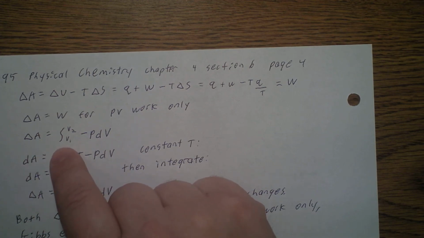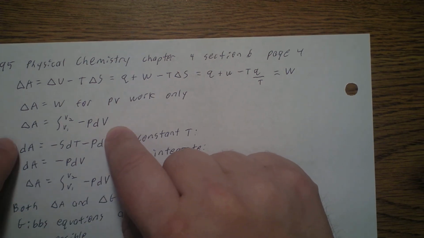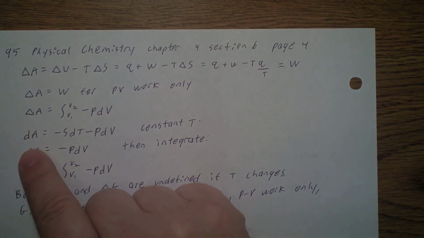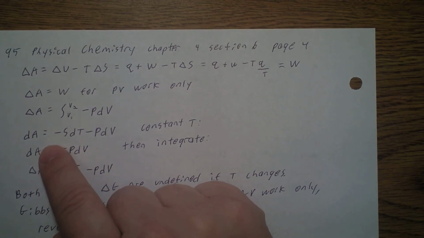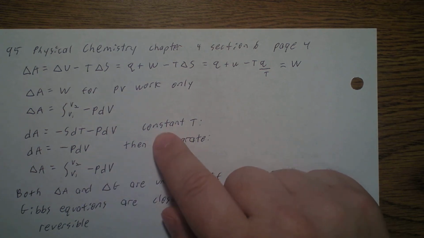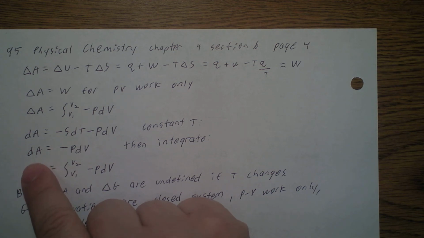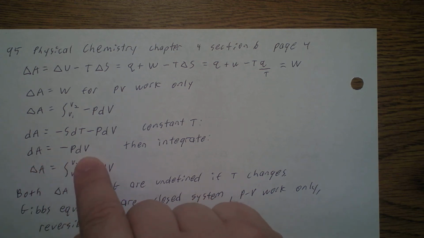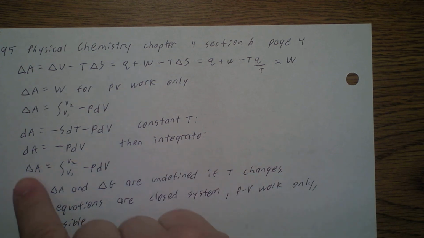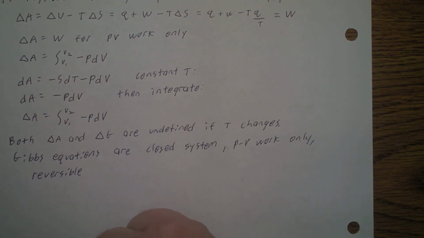So delta A is going to be equal to the integral from V1 to V2 of minus pressure with respect to volume. So we also have the differential of Helmholtz free energy is equal to minus the entropy times the differential of temperature minus pressure times the differential of volume. So if we say we're at constant T, this term disappears, then we end up with the differential of Helmholtz free energy is just equal to minus pressure times the differential of volume. Integrating that, we get the finite change in Helmholtz free energy is equal to the definite integral from volume 1 to volume 2 of minus pressure times the differential of volume.